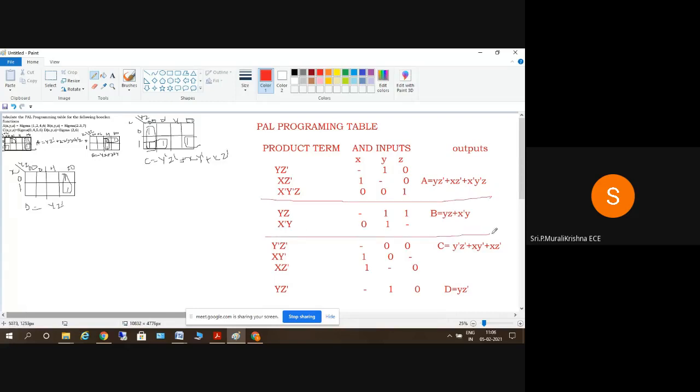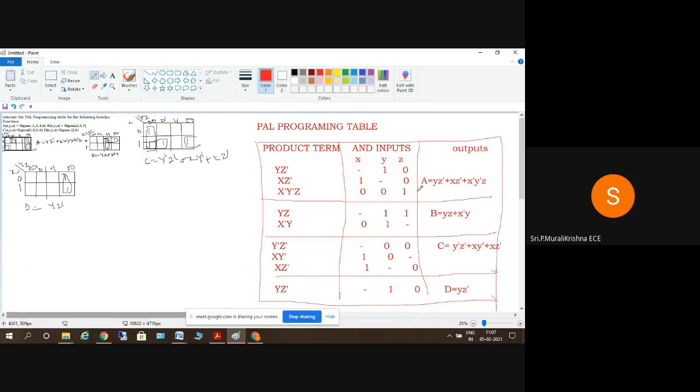So PAL programming table. It's quite simple. Just what we got in the K maps is presented here. So we need 4 OR gates. The 4 OR gates have these inputs and AND gates. So what is the maximum number of AND gates used here? Here we have to use 3 AND gates for 3 product terms, and 2 AND gates for 2 product terms. So maximum of 3 AND gates here.